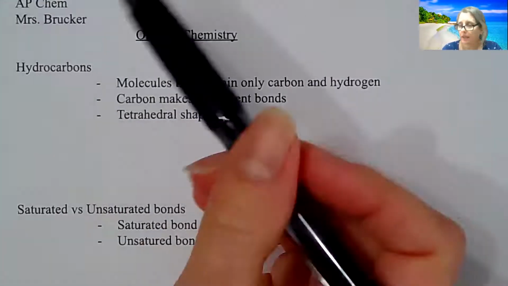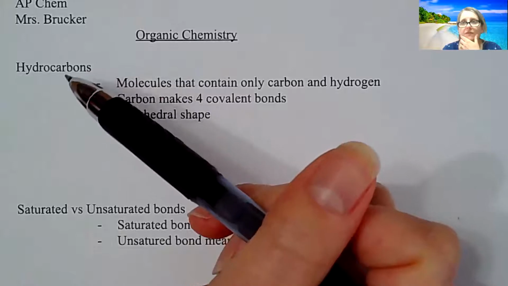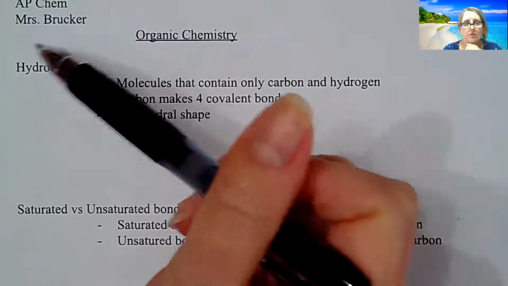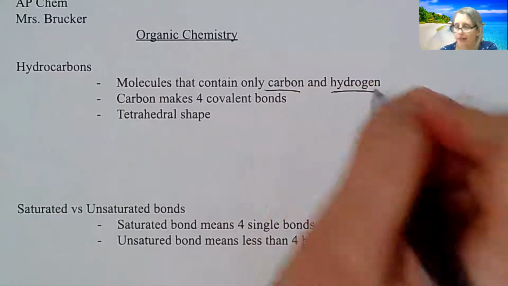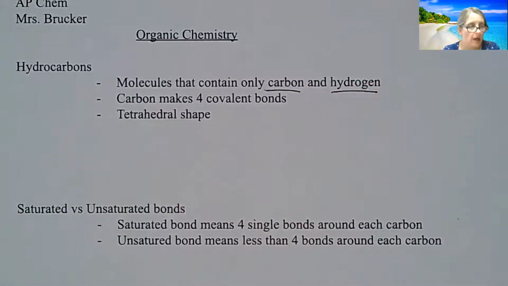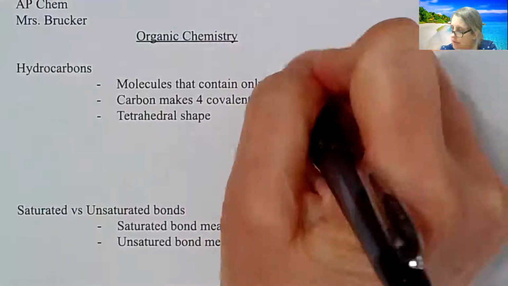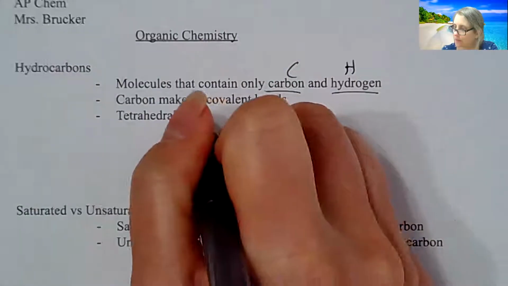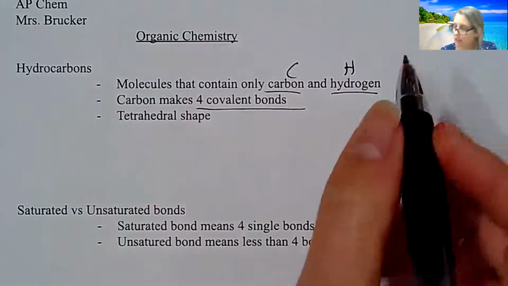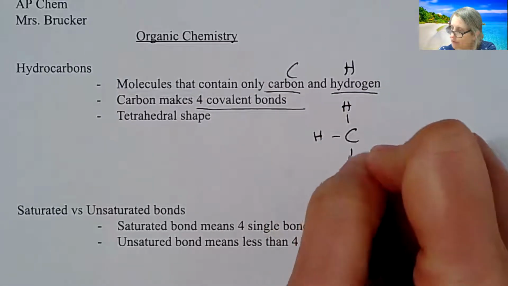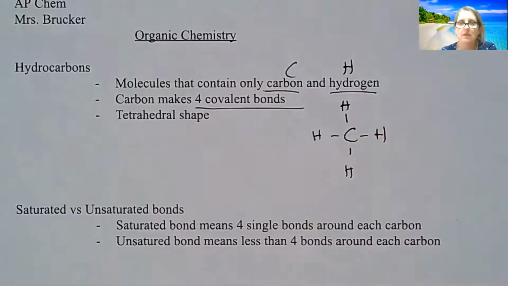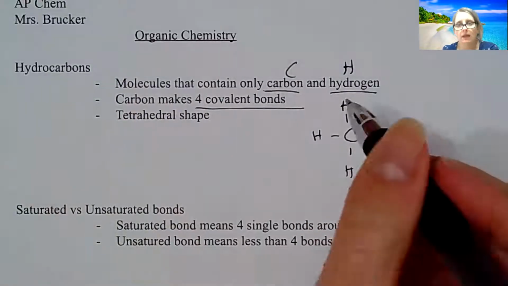We're only going to look at just a few little highlights of organic chemistry. So hydrocarbons, please understand that that is carbon and hydrogen in the molecule only. Carbon is unique in the fact that it makes 4 covalent bonds. So it has what we call a tetrahedral shape. And again, remembering your shapes, we will get to that sometime this year. So it makes 4 bonds.